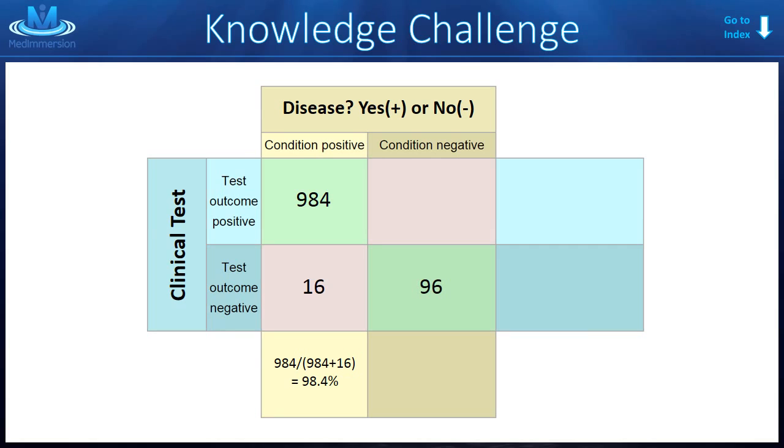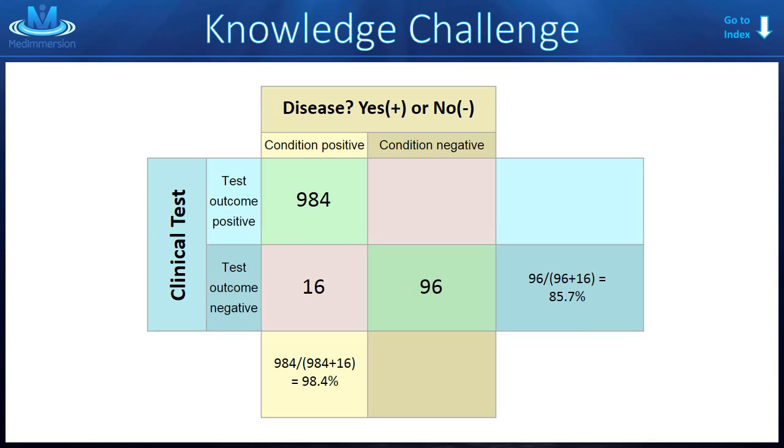Now, if you can, give me the specificity of this test. Trick question. You can't yet do that without the false positive number. Which calculation could you do, however? What about the negative predictive value? You can do that. The negative predictive value is the probability that your patient does not have the disease given a negative test result. And that would be 96 divided by 112, which would be 85.7%.